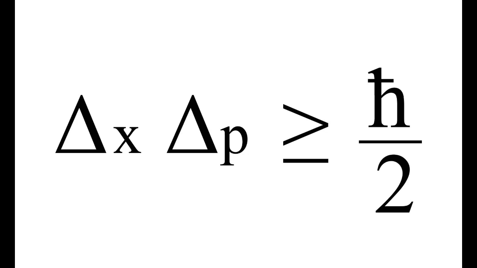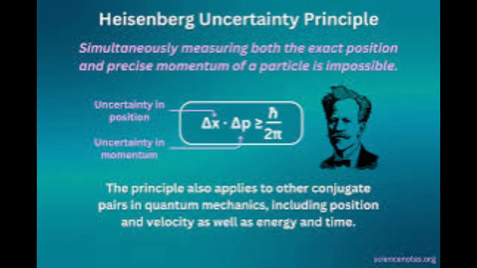Why it happens: particles at the quantum level, like electrons or photons, don't behave like tiny billiard balls. They act more like probability waves, and you can't sharply define both their position and motion because those quantities are spread out in different ways in the wave.